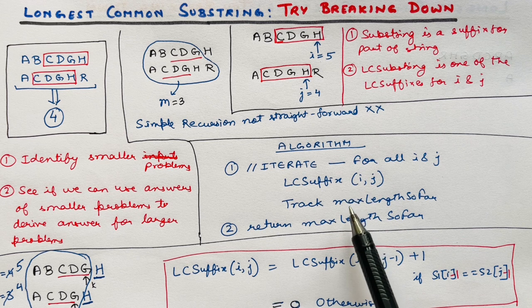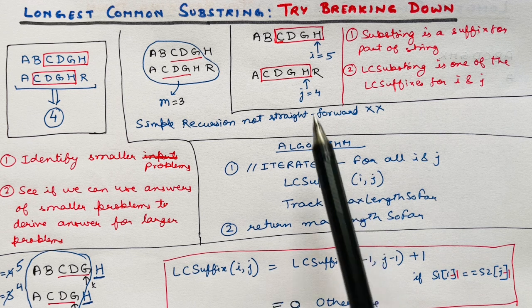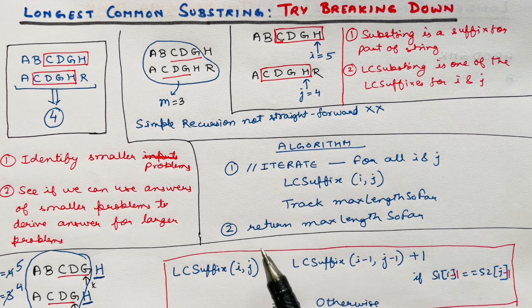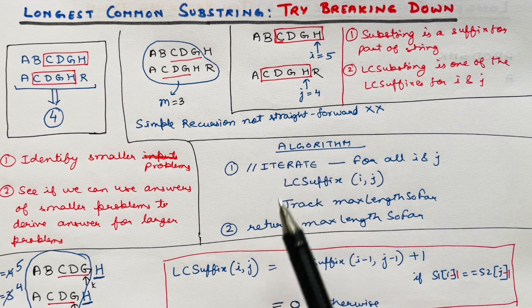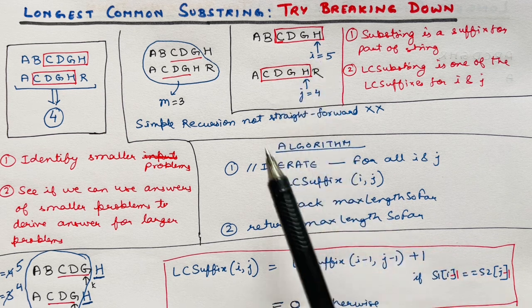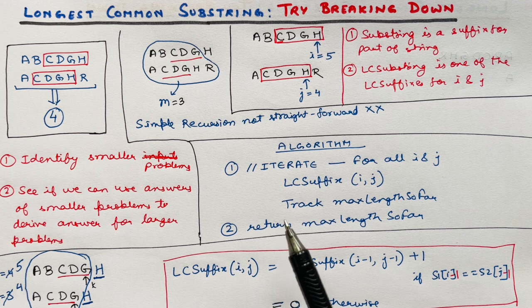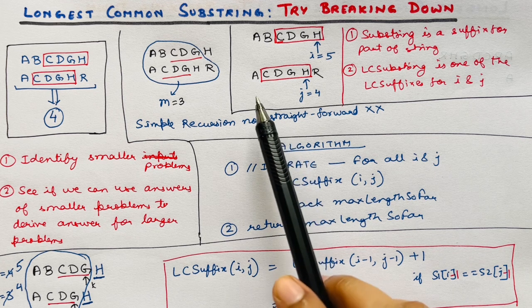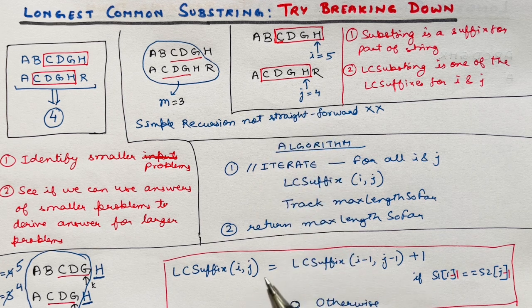Now what did that mean? This meant that we are considering the first i characters of string S1 and first j characters of string S2. Then in such a case, what will be the length of the longest common suffix? Now we thought we can solve this using recursion. We will first check the last characters. Now if we are considering the first i characters of S1, where will the last character lie? It will lie at i minus 1. And similarly, if we are considering the first j characters of S2, where will the last character lie? It will lie at j minus 1.